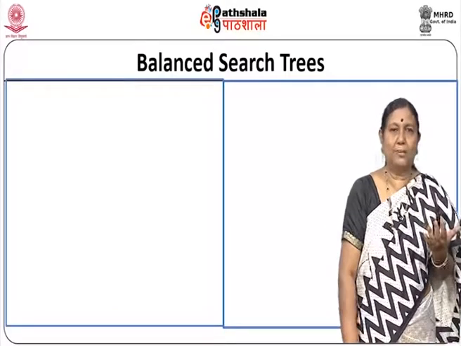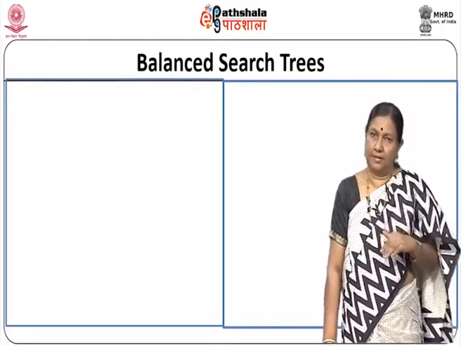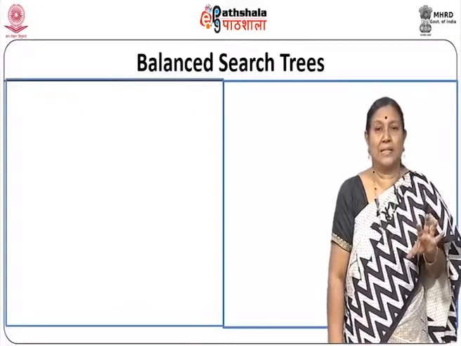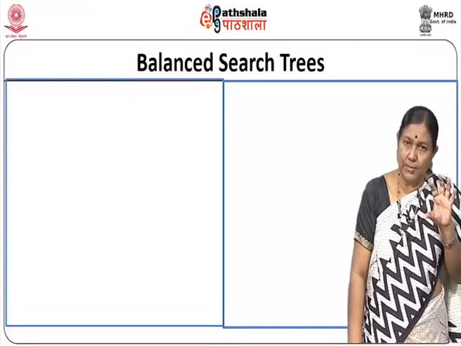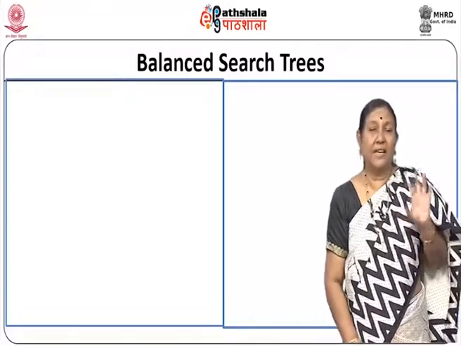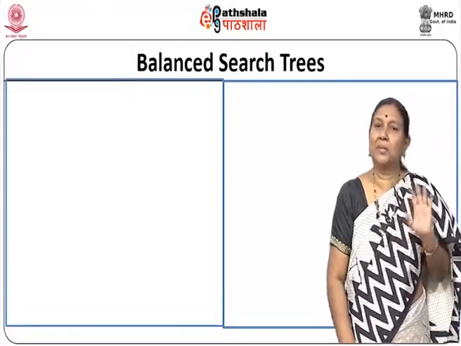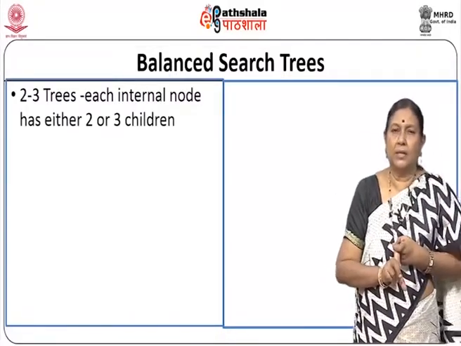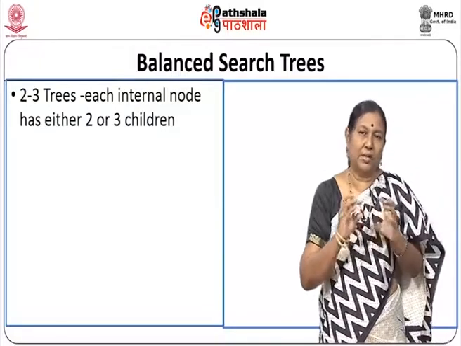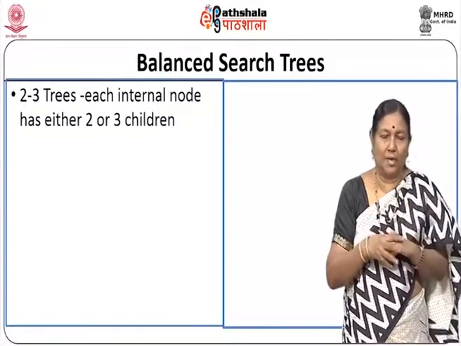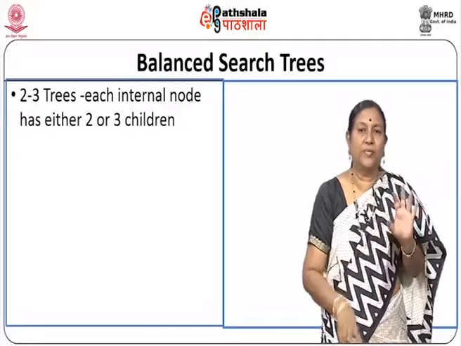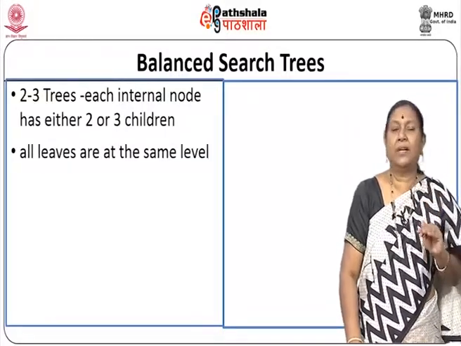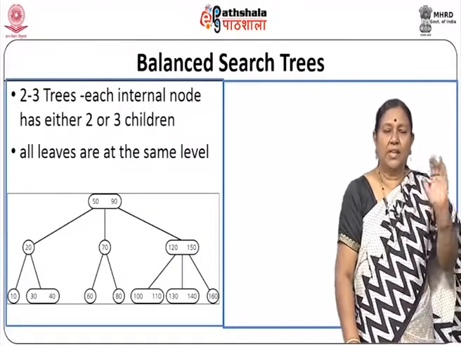Let us go back to balanced search trees. Four or five modules ago, we spoke about balanced search trees, but specifically about balanced binary search trees. Here we are not talking about binary search trees. In 2-3 trees, each internal node, and note the difference, we are talking about something called an internal node and an external node, can have 2 or 3 children, and all leaves are at the same level.